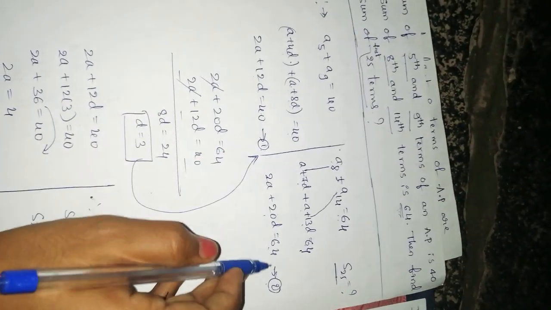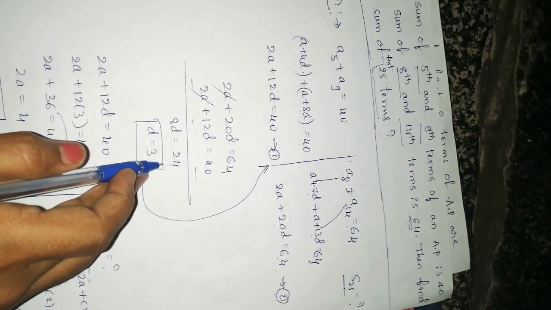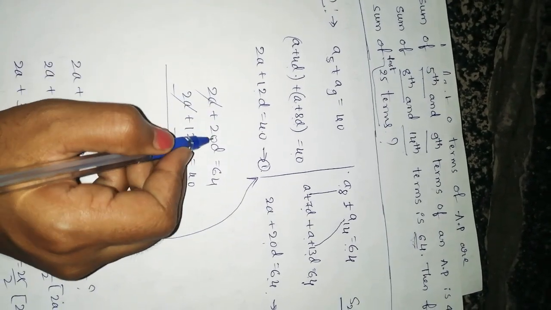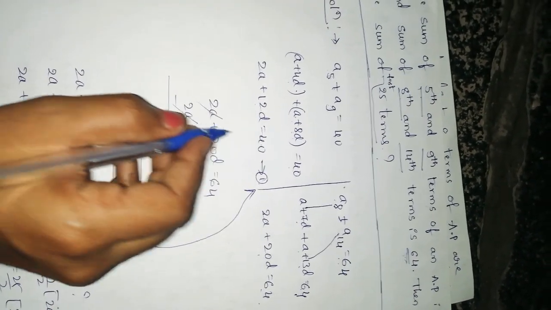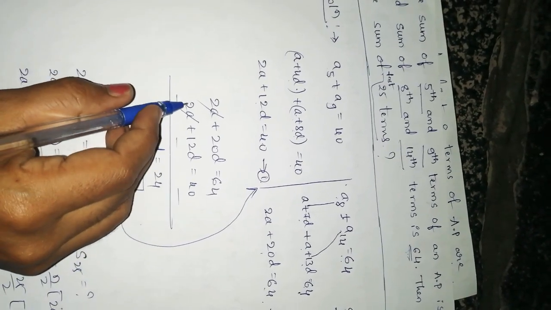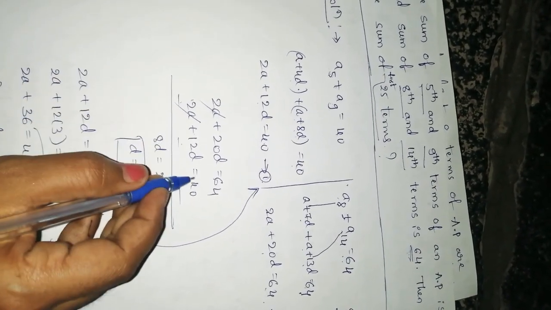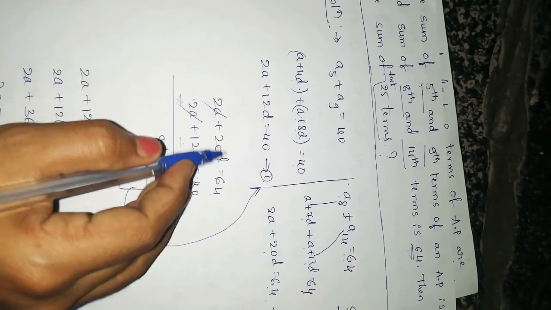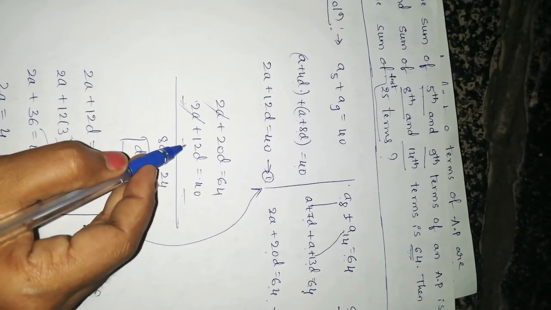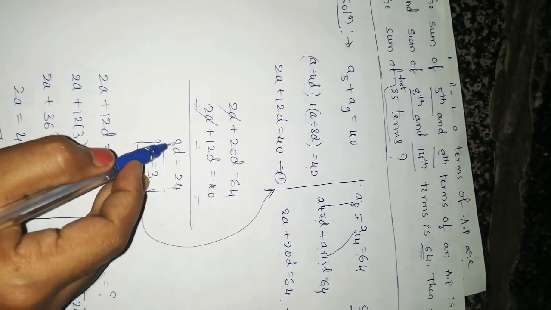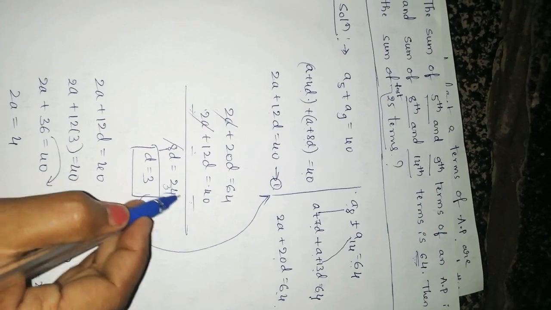By solving 1 and 2, you are going to get the value of A or D. Here the second equation is 2A plus 20D is equal to 64, and the first equation is 2A plus 12D is equal to 40. Subtracting, plus becomes minus. 2A minus 2A gets cancelled. Here 20 minus 12 is 8D, 64 minus 40 is 24. So 8 threes are 24. So you have D value is 3.